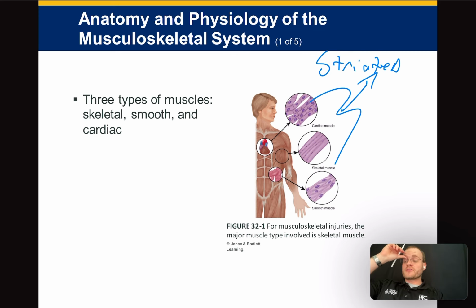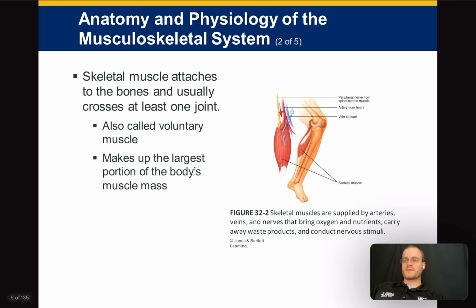Cardiac muscle is what it sounds like. It's found within the heart. We only have cardiac muscle tissue within the heart. Now, what do we call the muscle tissue of the heart? The myocardium. Okay?